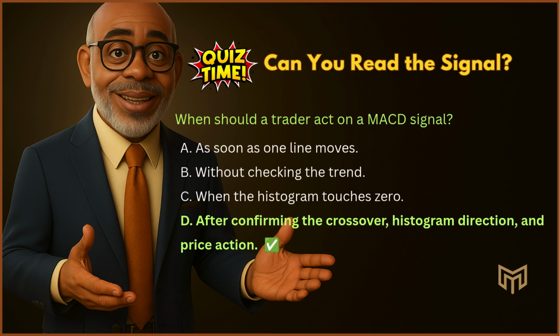B, without checking the trend. Trading a MACD signal against the broader trend is working against yourself. Context matters. Always know what the trend is doing before you trust a signal. And C, when the histogram touches zero, that's a moment to watch, not necessarily a moment to act. Touching zero and crossing zero are two different things, and even a confirmed cross needs price action behind it. Patience, confirmation, then action. That's the process. That's the mindset. And that's exactly what Market Mindset University is built on. Now you know.